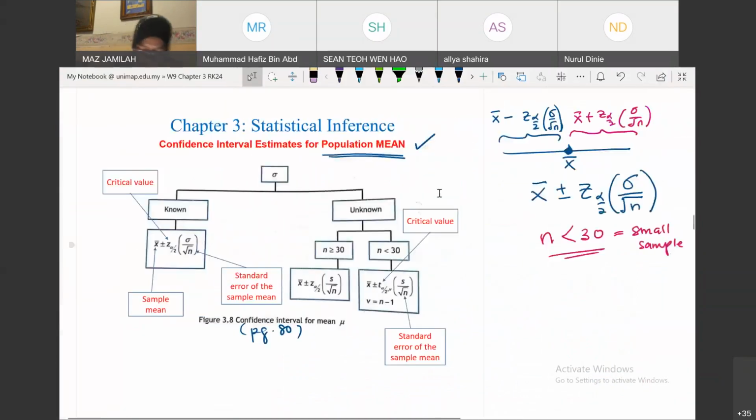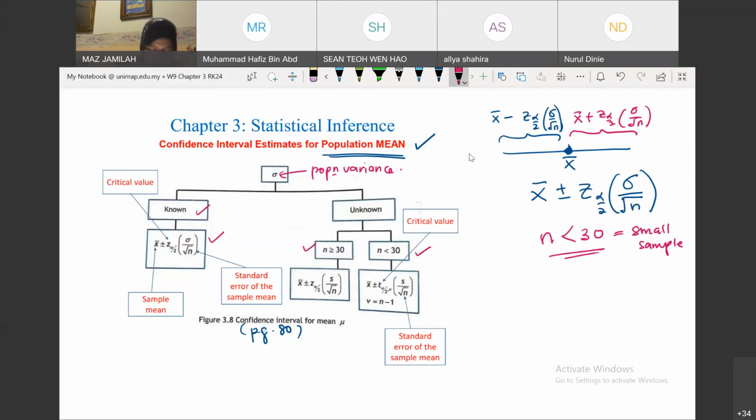Now, another thing of the confidence interval for the population mean is the condition of your variance. This is your population variance. You will have two conditions. If your population variance is known, then your formula for the confidence interval for your mean is this one. If you do not know your population variance, then you have two options: n is greater than or equal to 30, or n is less than 30.